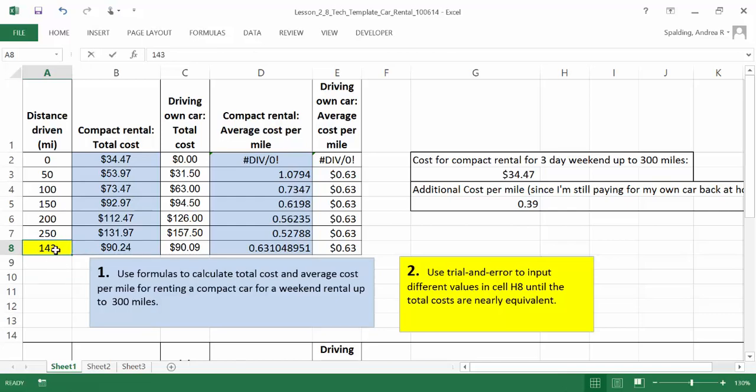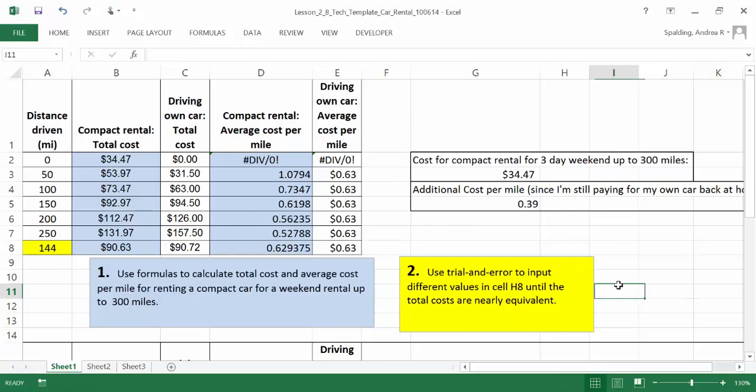So I'd say 142 was a little too high. 143, just about right. Let's try 144 just to test it out. Just too low, but pretty close. So I'd say somewhere between 143 and 144. We're a little bit above with 143 and a little bit below with 144. So in between 143 and 144, about that number of miles, that would be our break-even point. So we see that the total cost is about $90 either way.